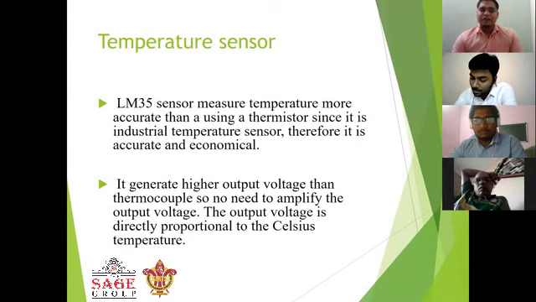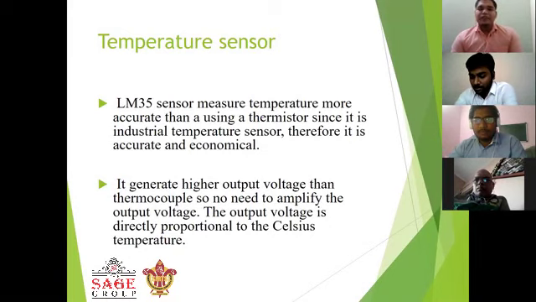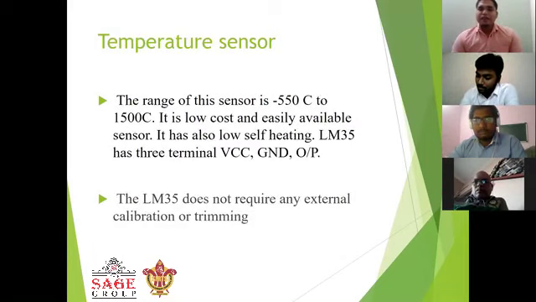We are using the temperature sensor LM35. Now why are we using the LM35 sensor? Because it's very economical, and it is mostly used in industry, and it's a thermistor. It generates a higher output voltage than a thermocouple, and it has a range of minus 55 Celsius to 150 Celsius. And it has three terminals: VCC, in which we will be giving the input, GND stands for ground, and OP stands for output.